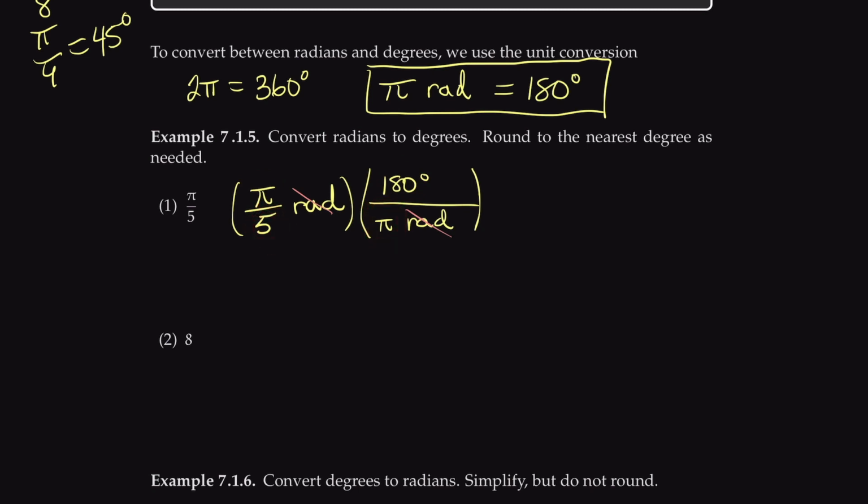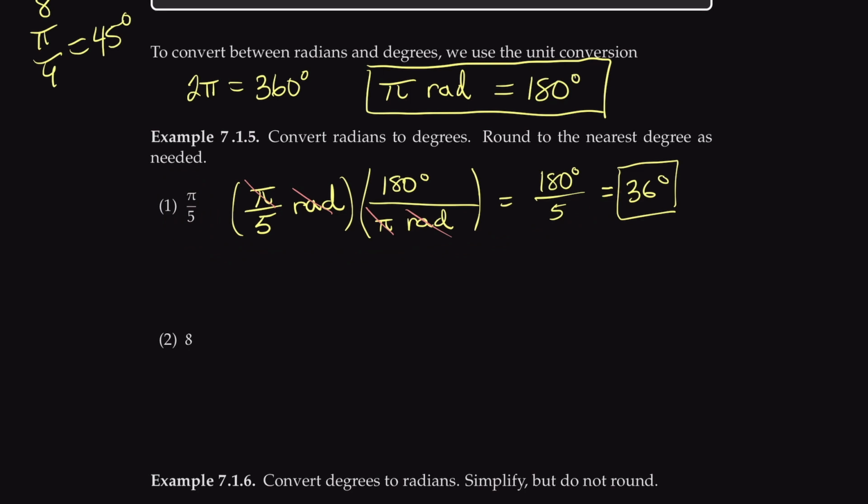And so we're going to actually cancel out the pi in the numerator, the pi in the denominator, and what we have left is just going to be 180 degrees over 5, right? And when we take 180 degrees and divide that by 5, we'll end up with exactly 36 degrees, and so there's no need to round here. So the answer here is going to be that pi over 5 converts to 36 degrees. They're the same thing, the same angle.